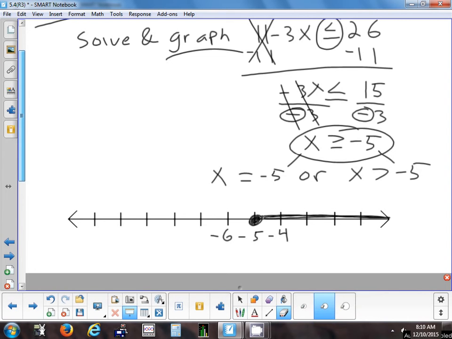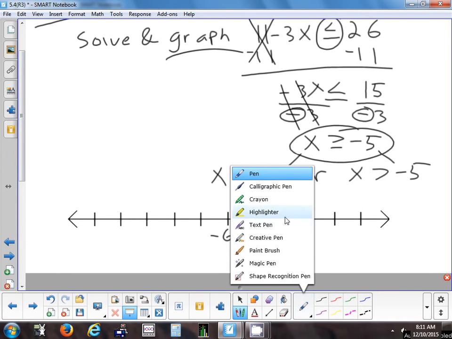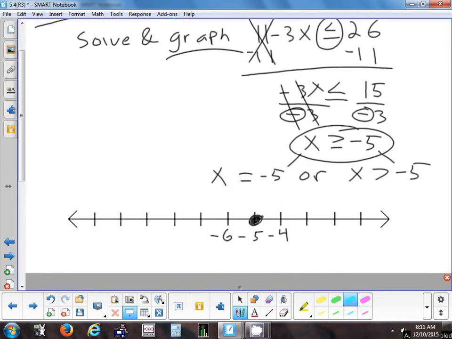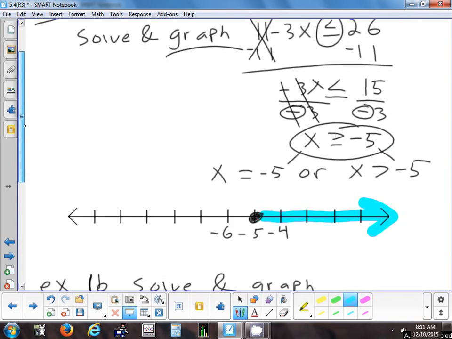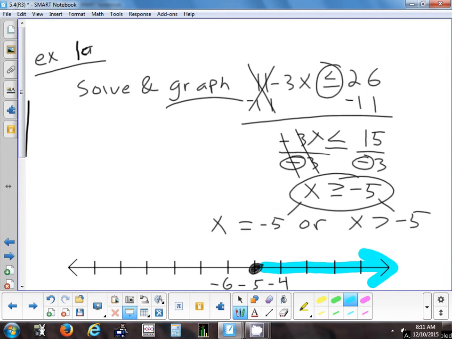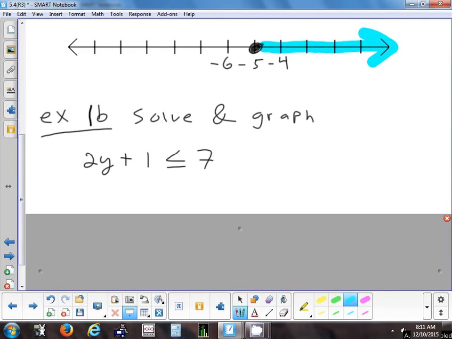And you know what? Let me use my highlighter. That'll be a little easier so we can see the shading. All right, any questions on that? All right, so I think we had another one like that, but does anybody need me to go through this one? It's pretty much exactly the same as that one. Pretty much the same thing. All right, so we'll skip over this one.